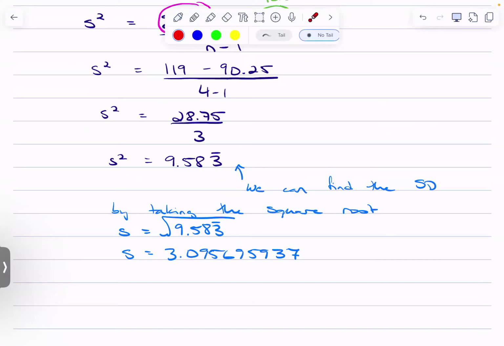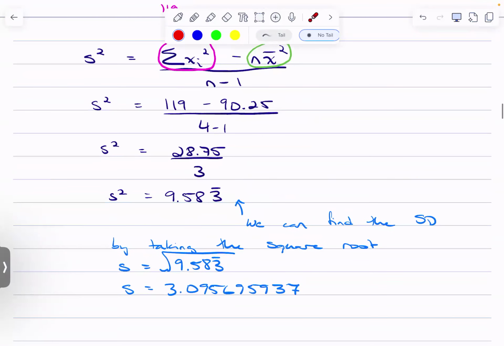Do you preferably round at the final? No, I don't care. As long as you keep about 3 or 4 decimal places, it's usually safe, right? But I don't want you to round. If it's something like 90.25, just keep all those decimal places. If it ends naturally, I would say keep them all, right?